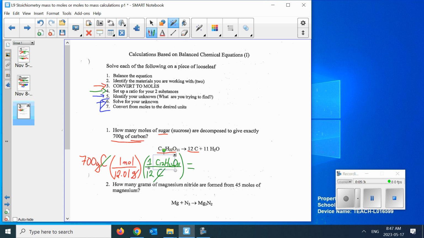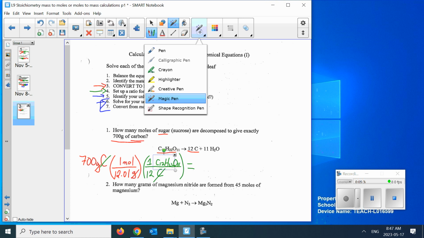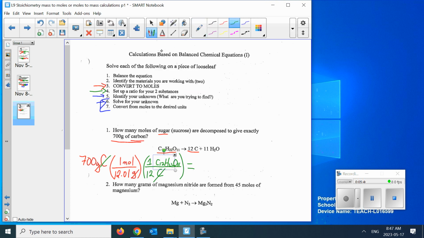Thank you. 4.86. The display has gone on. And that's the perfect number if we're going to assume that's 700 on the nose. 4.86 moles of sugar. By the way, have you guys talked about sugars and health science, this kind of formula? You will imbibe it if you take it.